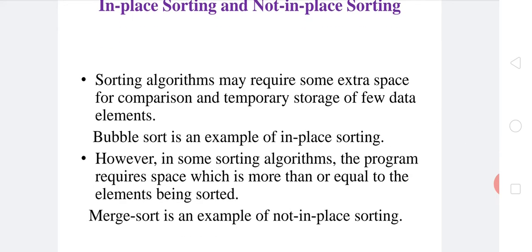However, in some sorting algorithms, the program requires space which is more than or equal to the elements being sorted. Sorting which uses equal or more space is called not in place sorting. Means as per the requirement, we need to acquire some extra space for not in place sorting. The example is merge sort.